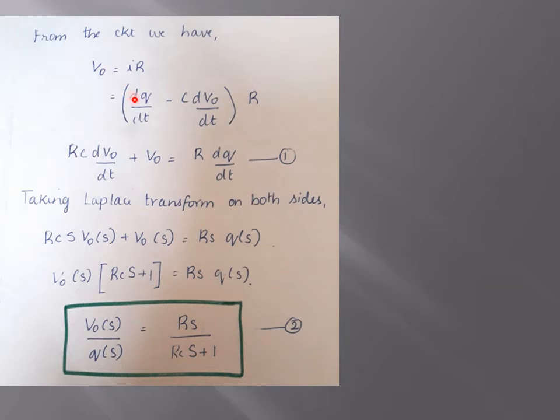So I equals dq by dt minus C dv0 by dt. You multiply this R inside, you will get RC dv0 by dt minus R into dq by dt. You take this negative sign to this side of the equation, so it becomes RC dv0 by dt plus v0, which is equal to R into dq by dt. Take this as equation number 1.